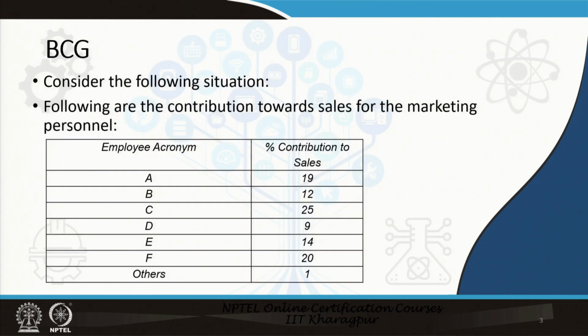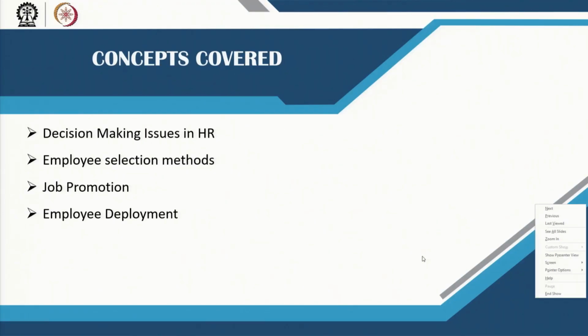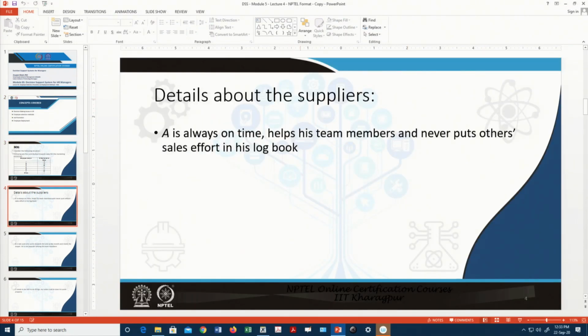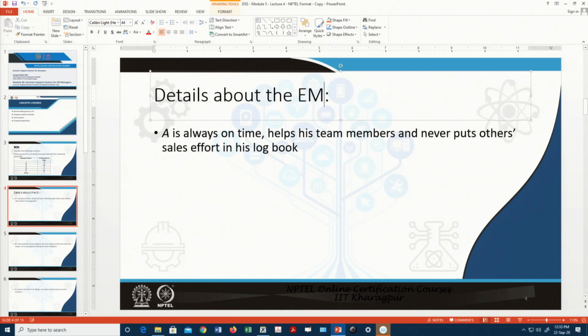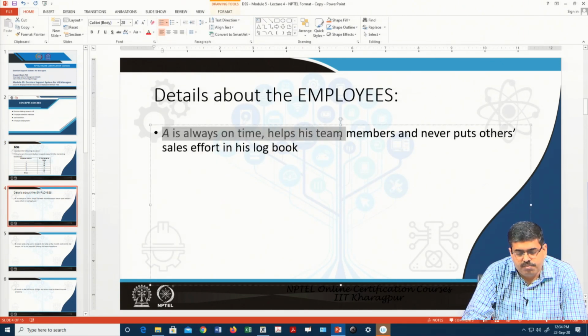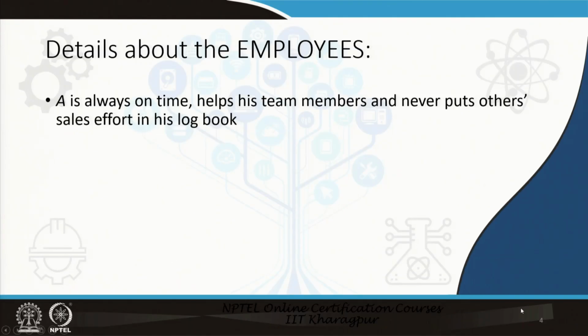Details about the employees. The employee acronyms are A, B, C, D, E, F. Now, A is always on time, helps his team members, and never puts other sales efforts in his logbook.